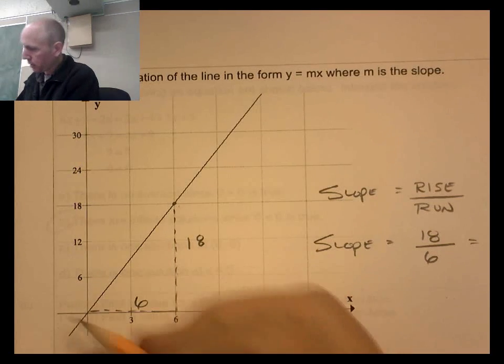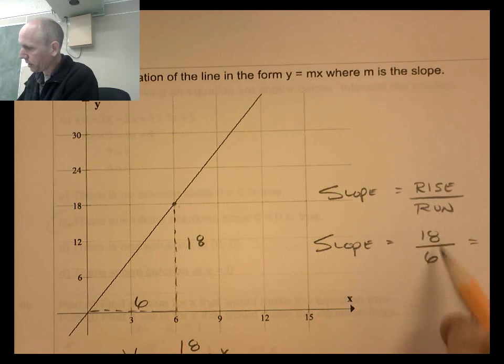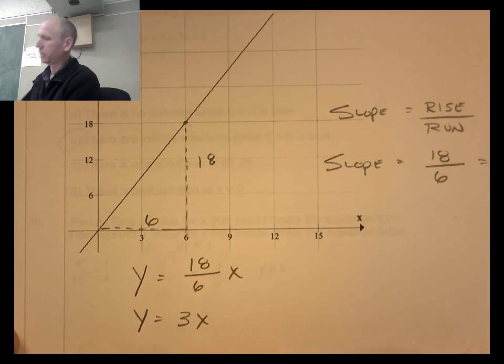Create the equation for this. Okay, here's a good point. A rise of 18, a run of 6. So my slope is 18 over 6, which is 3. So my equation is y equals 3x. Y equals mx plus 0 on that one.